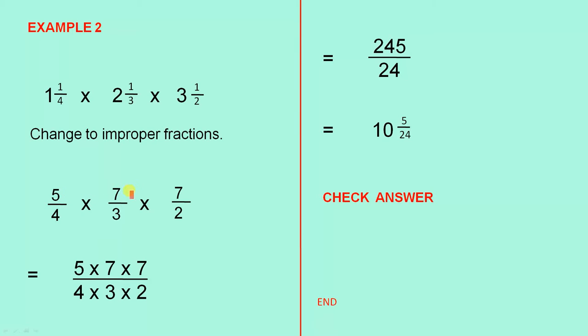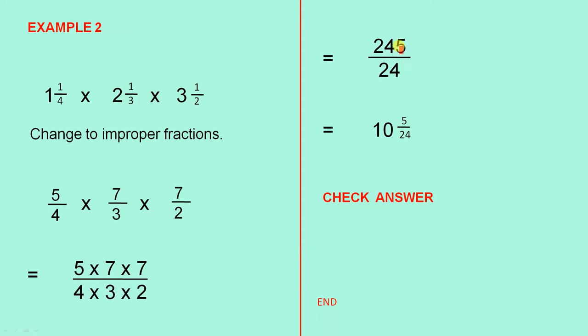So we multiply the numerators together, multiply the denominators together. So we have 5 times 7 over 4 times 3 times 2. Now 5 times 7 is 245. 4 times 3 times 2 is 24.